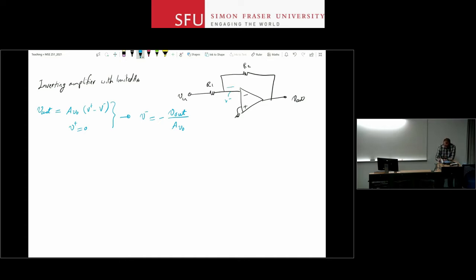Now, keeping the other assumption in place, that I in is 0 here, and that one holds in most situations. It holds better than this assumption of infinite gain. What I can do is say, for resistor R1, the voltage drop across it, V R1, is V in minus V minus, and that is equal to I, let's call it I1, times R1. And from here I can calculate I1. So I1 in this case is going to be V in, and then I have a value for V minus, the inverting voltage.